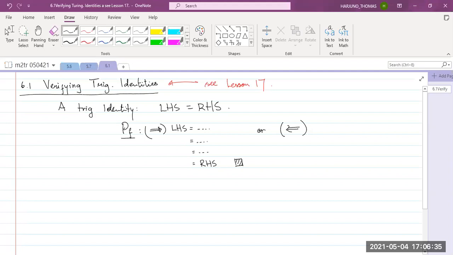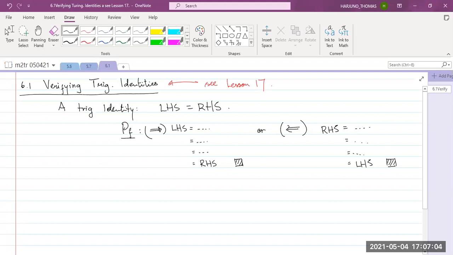Okay. If you start from right-hand side, basically the same. You write right-hand side equals to whatever you see on the right-hand side. And then one step at a time, one line, until you reach left-hand side. And then you close the proof with this notation. Okay, the square that you fill up.